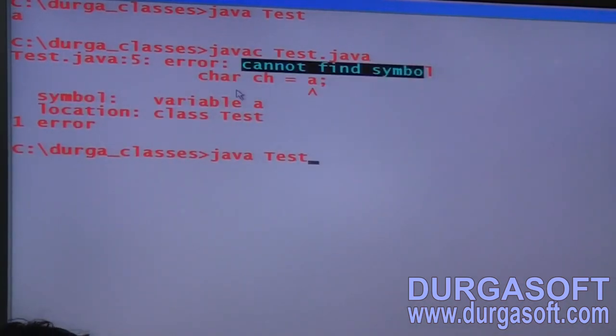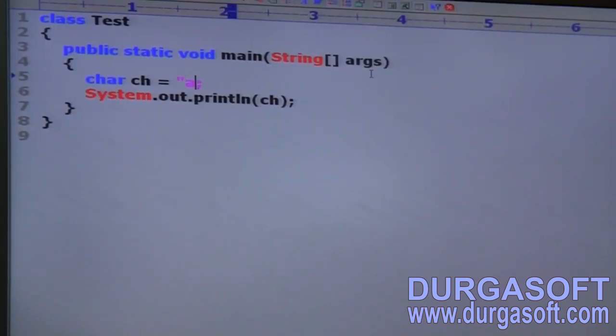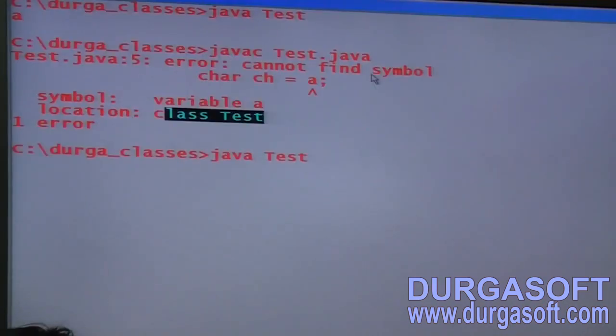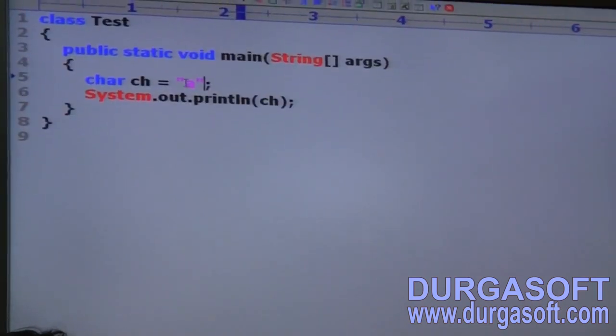Cannot find symbol, variable a. Take a class Test: char ch = "a" in double quotes. Do you know what compile error we will get? Incompatible types: required char, found String. Okay, this is next, so single quotes only.